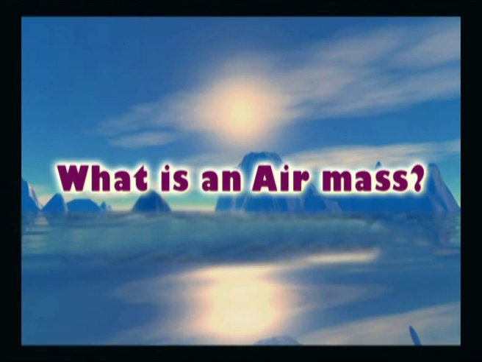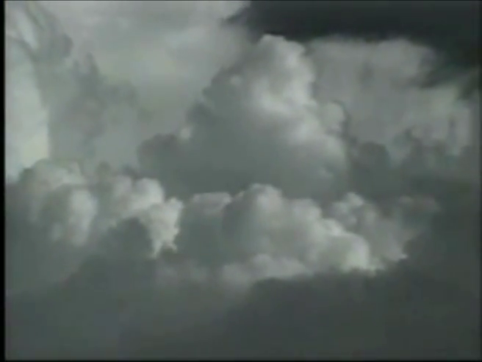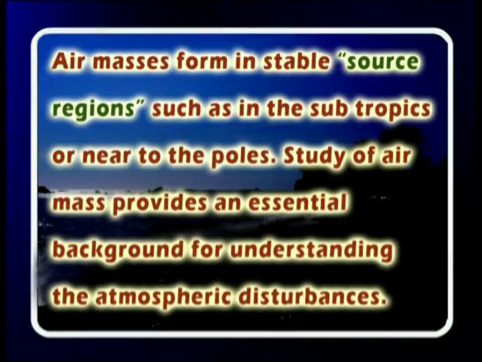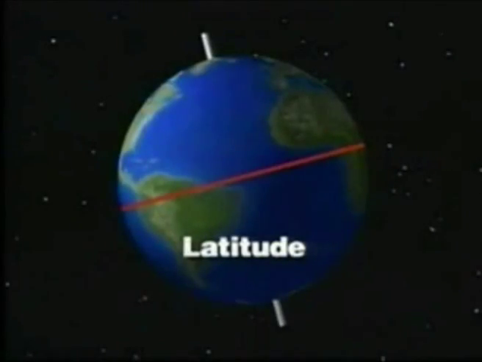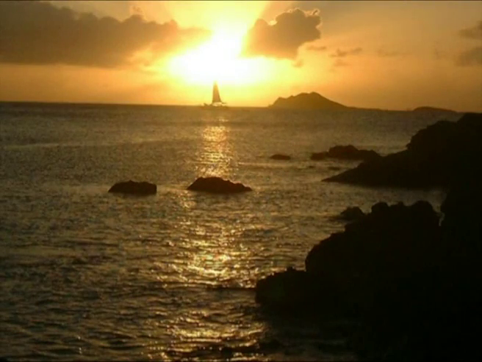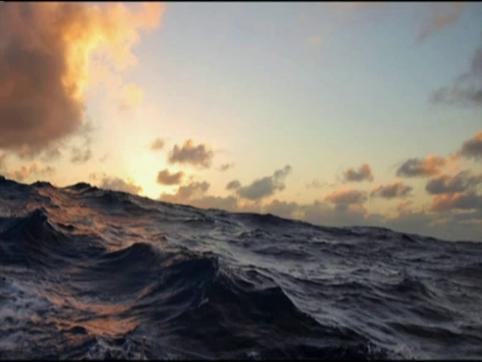Now, let us see what an air mass is. An air mass is a large body of air with similar temperature and/or humidity. Air masses form in stable source regions such as the subtropics or near the poles. The study of air masses provides an essential background for understanding atmospheric disturbances. It brings about changes in day-to-day weather, particularly in mid-latitudes. It plays a dominant role in producing different types of climate.